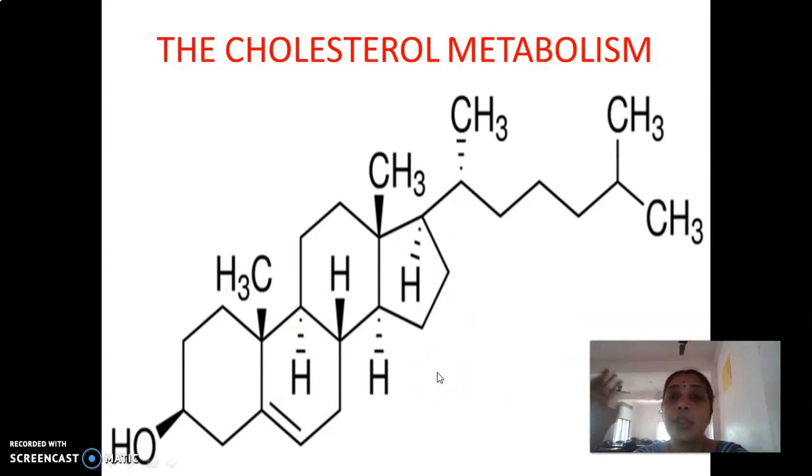Partially, cholesterol is derived from dietary sources, as we all know. That is, food contains cholesterol. The daily requirement of cholesterol is around 500 milligrams to 1 gram, that is 0.5 to 1 gram in 24 hours. We have to supply around 500 milligrams to 1 gram of cholesterol per day, of which almost half of the daily requirement is met from dietary sources, and the remaining half is derived from endogenous sources, that is, the body itself can synthesize cholesterol.